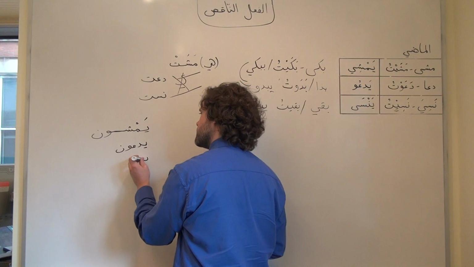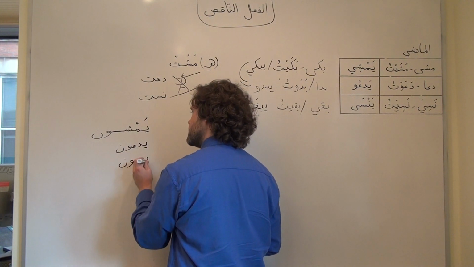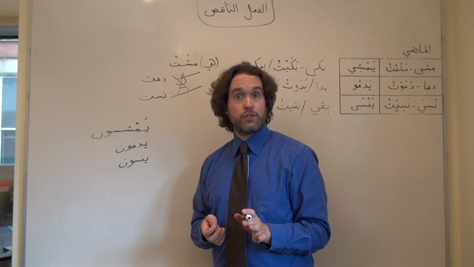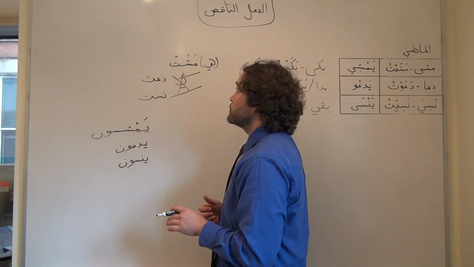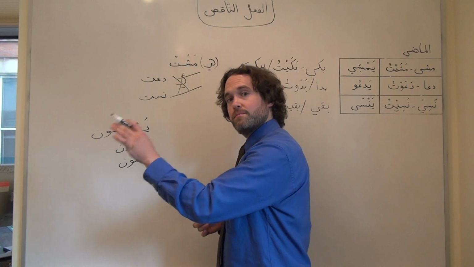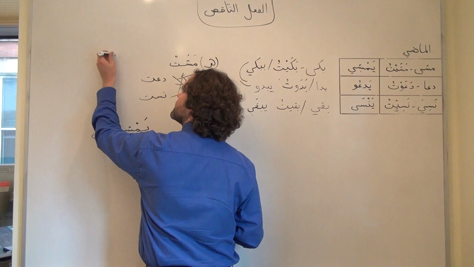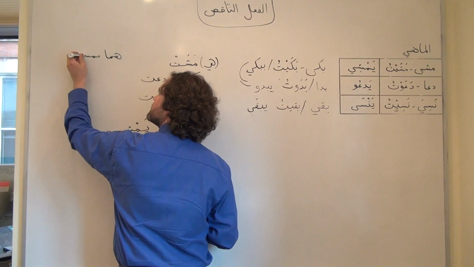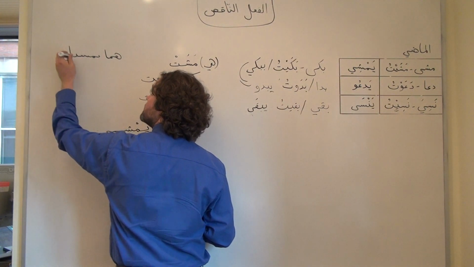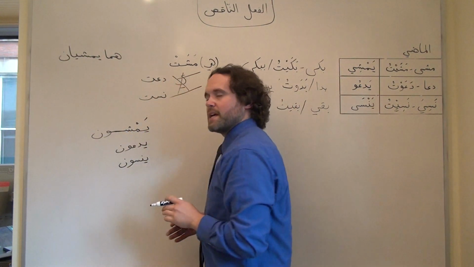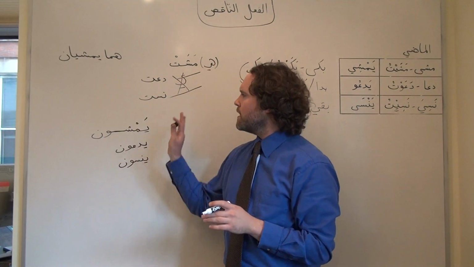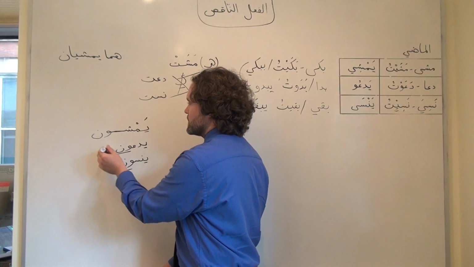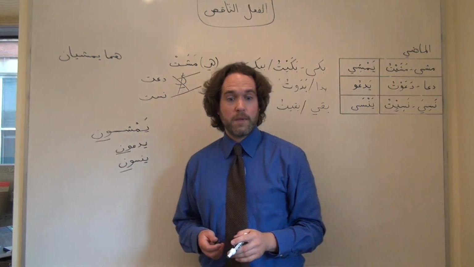Or yansun. The one exception to this is dual conjugations, where we are going to keep that vowel. So, for example, if we were saying they walked, the two of them, huma yamshiyan is what we would say. So just for the dual in formal Arabic, otherwise we're going to drop those vowels in the present tense for any conjugation that has a suffix like that.